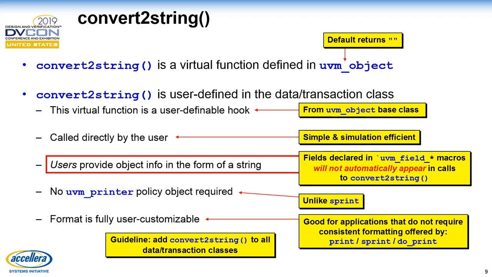You can put in whatever formatting you want. So if you'd like to print out these transactions, if you use the built-in print, it's going to print out typically this table with lots of string processing, whereas if you call your convert to string, you can put it out on just a few lines. It doesn't take too much space, doesn't take too much time either. Convert to string should be added to all your transactions.